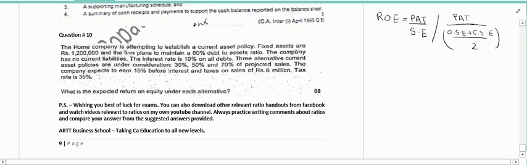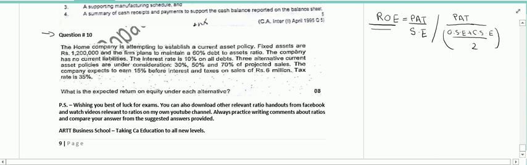So let us solve the question directly. I have discussed the return on equity formula in another video. In this video I will solve question number 10, and it says that the Home Company is attempting to establish a current assets policy. There is a company named Home Company, and it is setting up a current assets policy. Now this is a general term, it is not something specific. Current assets policy is this company's policy which it is designing.